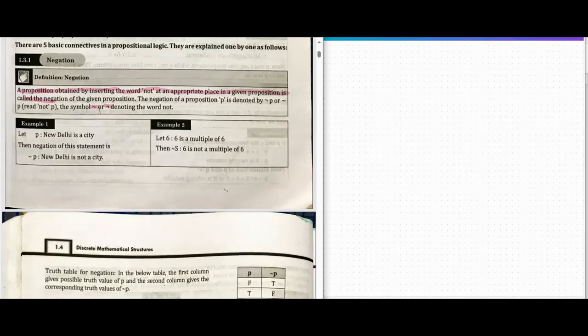Now for example, P: New Delhi is a city. So what will be the negation? New Delhi is not a city. Then the other one, S: 6 is a multiple of 6. So the negation of S will be 6 is not a multiple of 6. So this is negation. For now, let's move to conjunction.